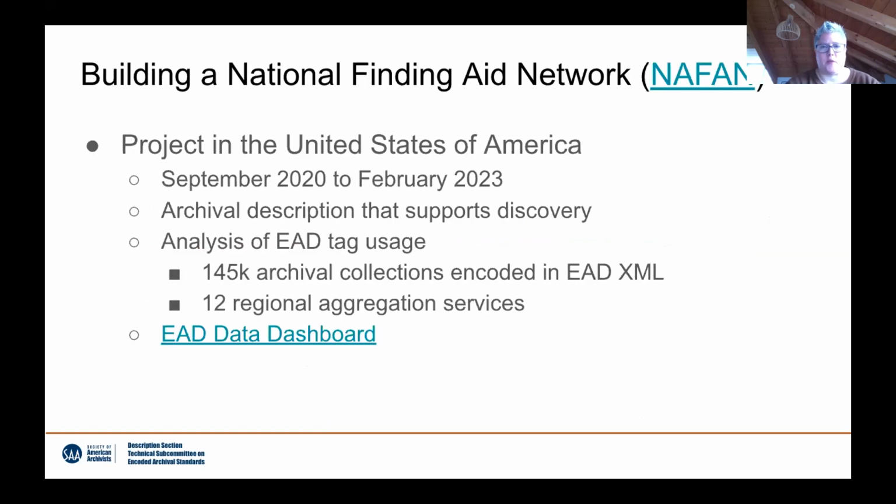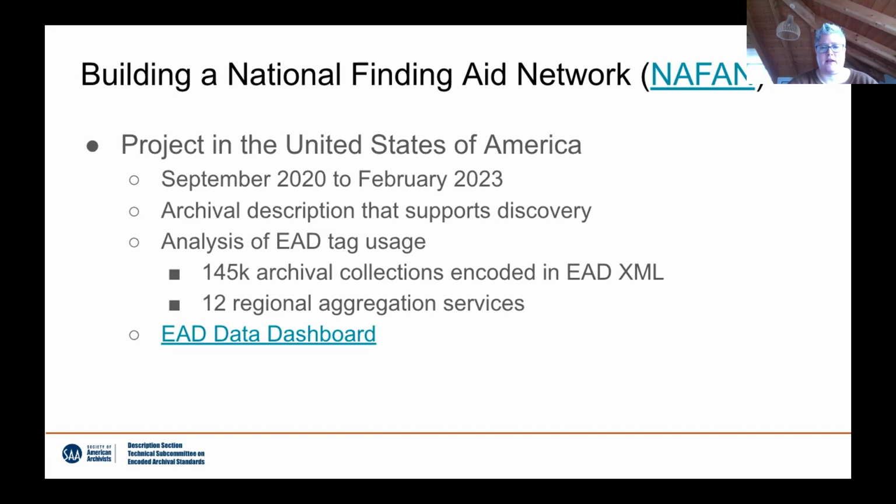In terms of this webinar and how we came about establishing this series, there is a project in the United States building a national finding aid network, which ran between September 2020 and February 2023. So they just wrapped up that project. And one of the things that they looked at was specific parts of archival description that support discovery and control. Access points, as we have just heard in the context of ISAD(G) in terms of retrievability, are one of those fields that supports discovery quite extensively.